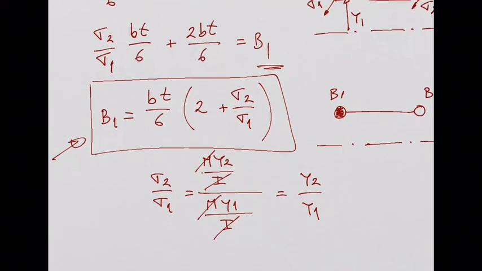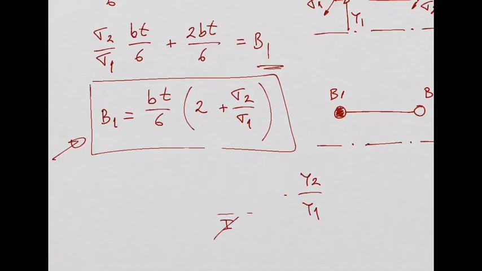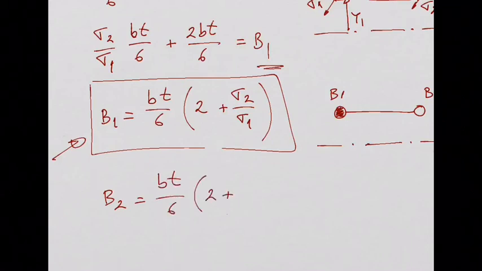What about the area of boom 2? Very easy. You can do the same analysis we did by calculating the moments about point 1 now. But we are not going to do that here. It's quite easy. You just need to flip this sigma 1, sigma 2. So this is going to be Bt over 6 times 2 plus, now you have sigma 1 over sigma 2. You just flip this ratio, right? And then that's it.